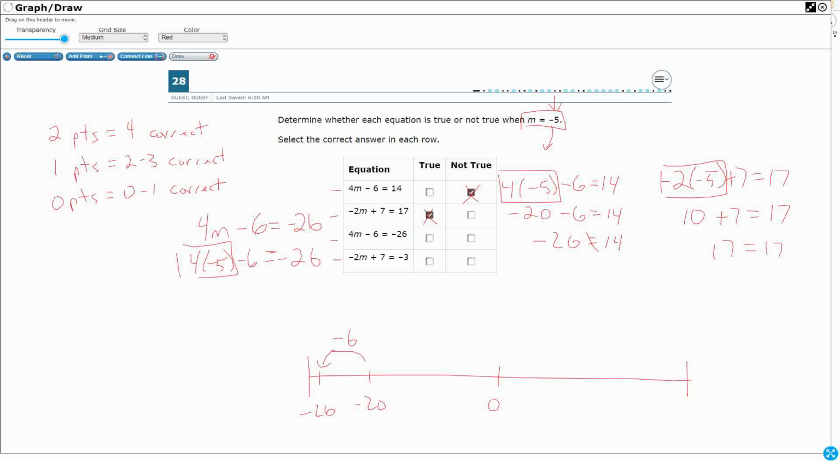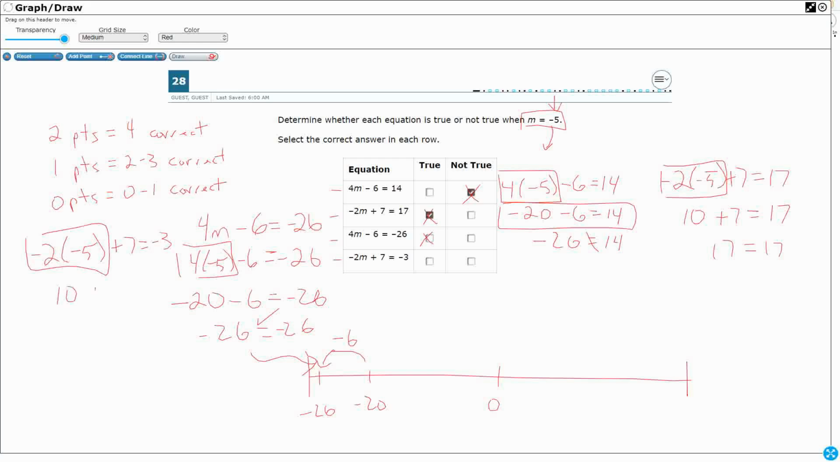4 times -5, well, 4 times 5 is 20. Positive times negative is negative. So I've got -20 minus 6, which is exactly what I had right here. Now, they messed it up there, but look where we ended up. That is going to be -26 because we already did the work down there. You start with -20, you move to the left 6, so we're good there. And then I just need -2m. So I'm going to put my -5 in there, plus 7 equals -3. 2 times 5 is 10, both negatives make a positive. Plus 7, that does not equal -3. That's 17, so that does not work.